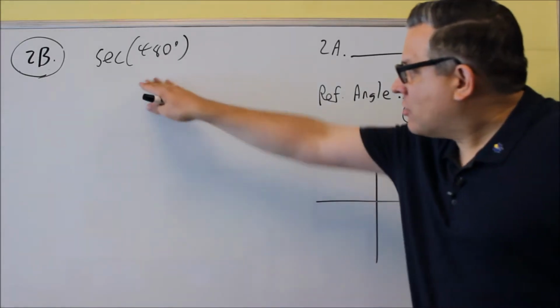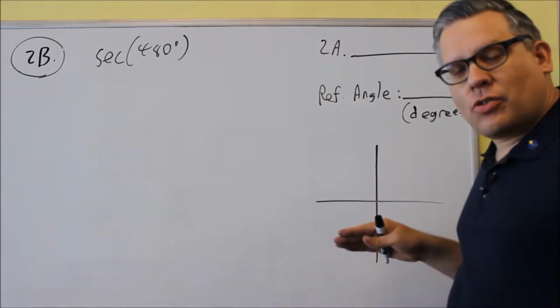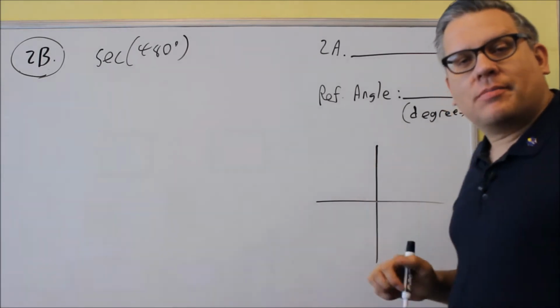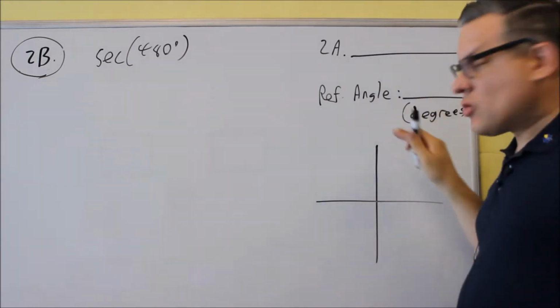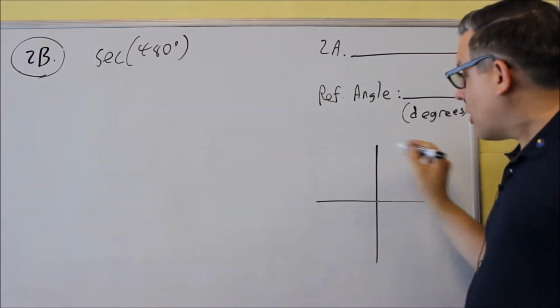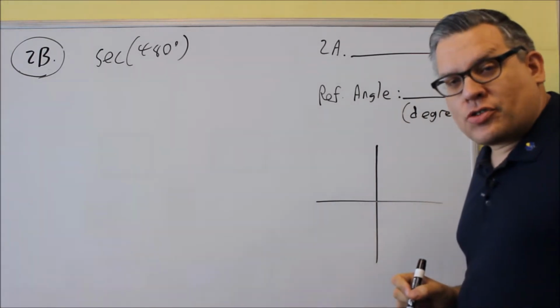2b, we have secant 480. So again, it's going to ask these three things on the actual test. It wants the exact value, the reference angle, which they want you to express in degrees, and we're also going to draw the angle in standard position.